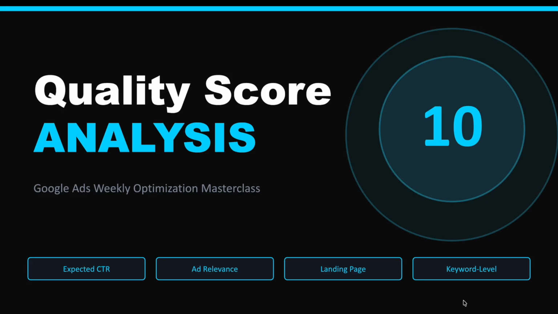Hey everyone, we're spending money on Google Ads every single day, but are you getting the most out of every euro or dollar you spend? Or is your budget quietly leaking away? Because of one thing most advertisers completely ignore. That one thing is quality score.